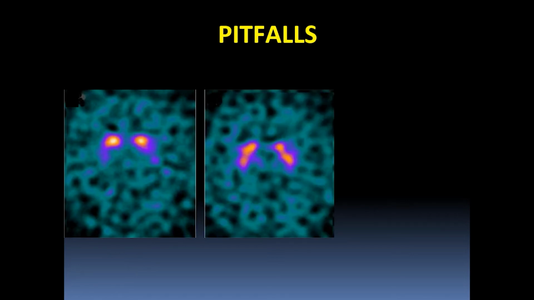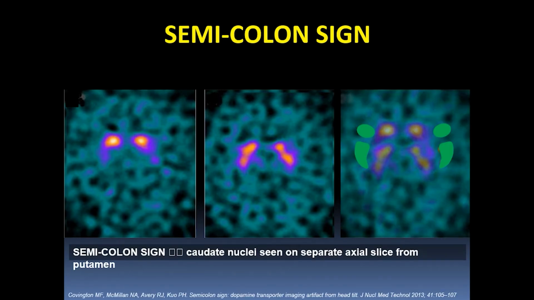As you come further down this patient's exam, you start seeing what looks like more comma-shaped, but it has this kind of atypical bilobed appearance. And if you're like me, you wonder what's going on here. The striata seem to be kind of narrowed at the waist, and we haven't described that pattern up to this point. This is what has been described as the semicolon sign. This is when you have an instance of the caudate nuclei and the putamen being seen on separate slices.